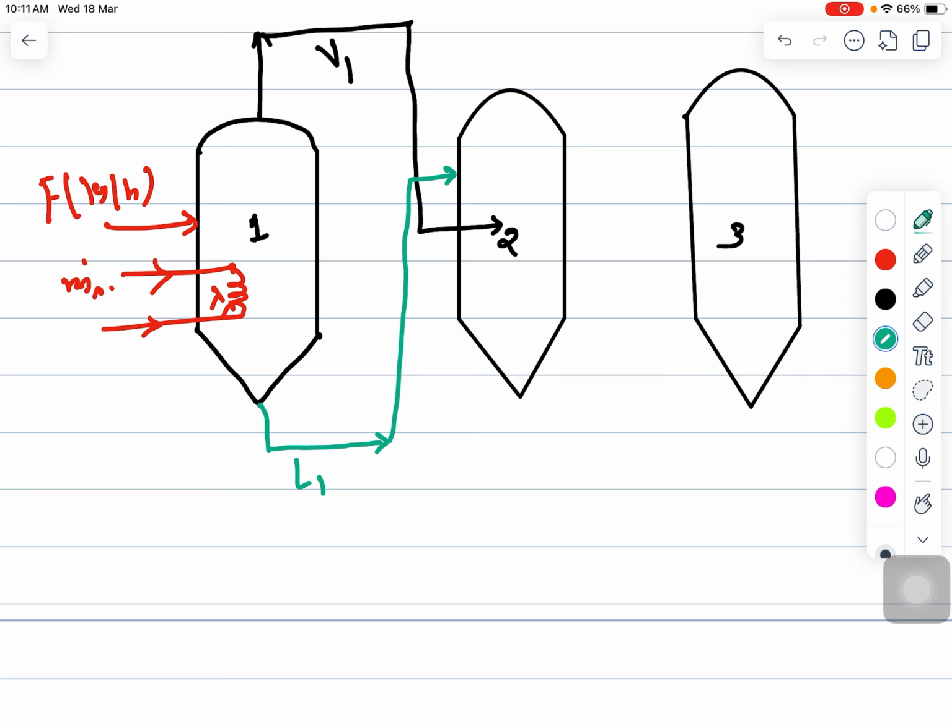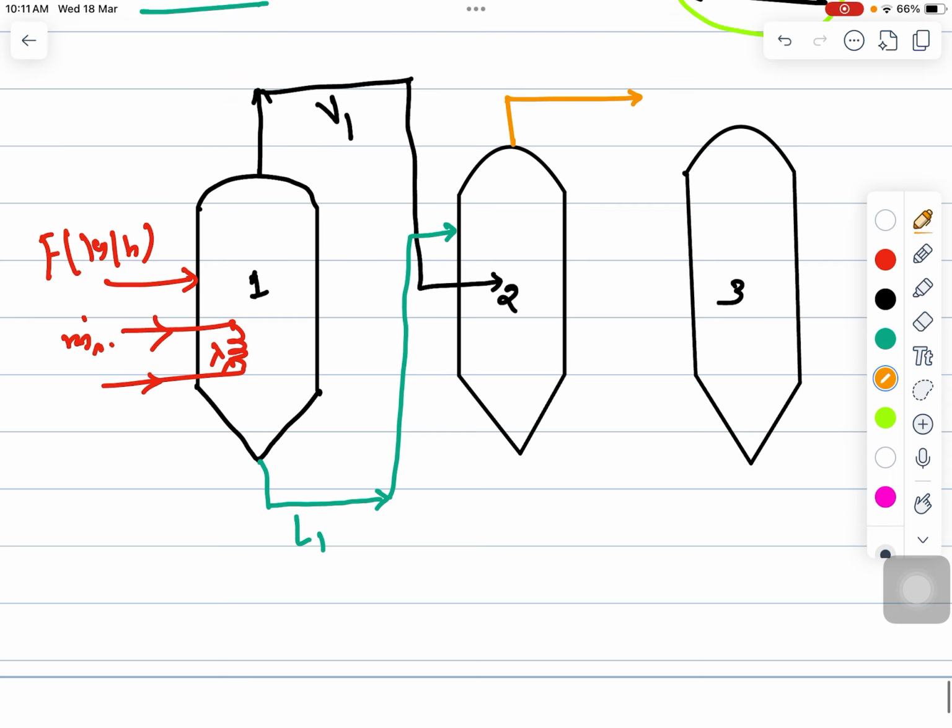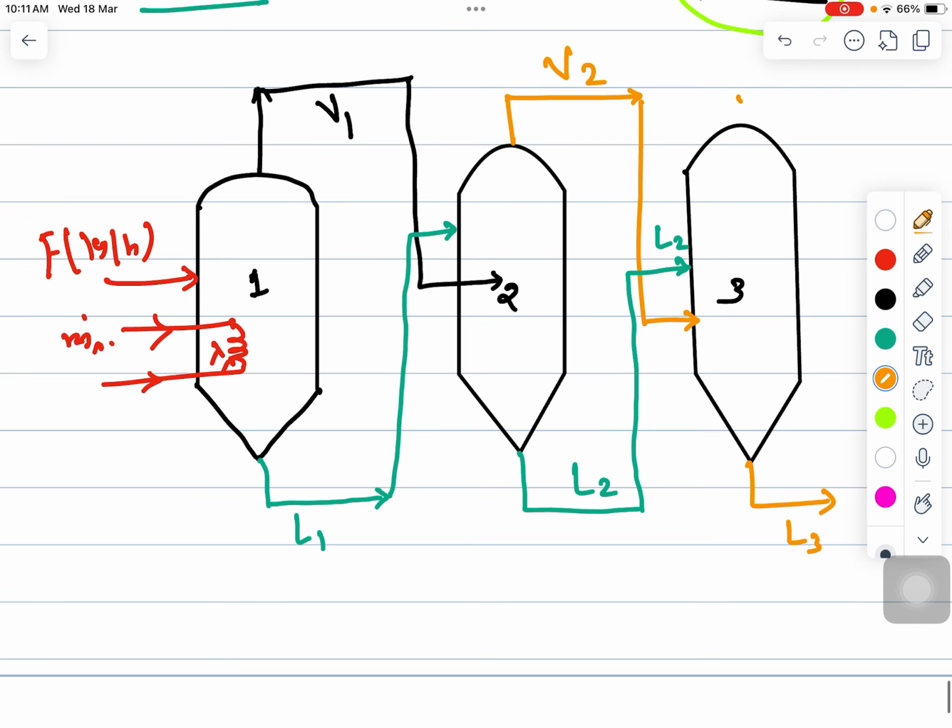Then from the second effect, the vapor will form as V2, obviously, and this will work as a kind of heating source in the third effect evaporator. The liquid stream that is coming will work as a feed for the second effect evaporator. So this is your L2, and then from the third effect, the liquid that is coming is L3, and the vapor which is coming is V3. Okay, so this is how the simple schematic looks.